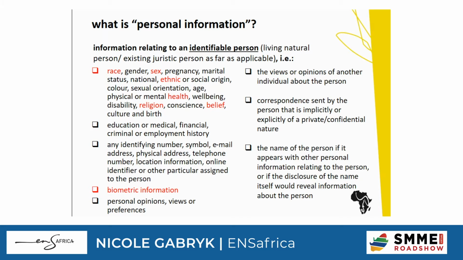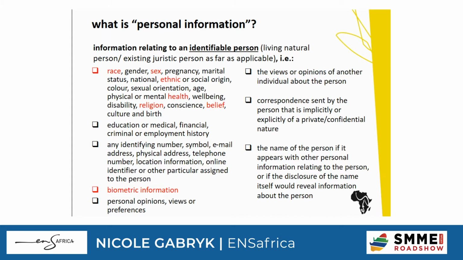Almost any identifying characteristics that you can think of will likely constitute personal information. That can include things like ID numbers, symbols, email addresses, views and opinions, race, gender, sex, pregnancy, personal preferences, educational history. Very importantly, as a general rule, you do not need consent of the data subject to process personal information.